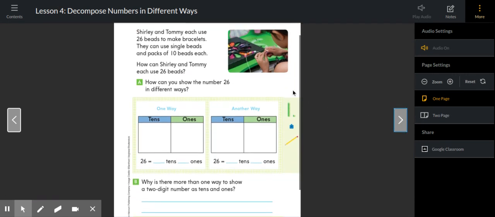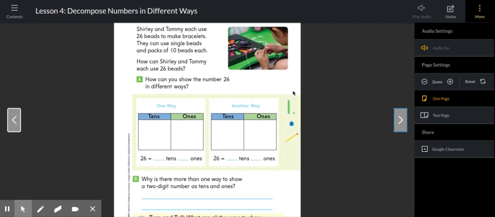And this problem is very, very similar. Shirley and Tommy each use 26 beads to make bracelets. They can use single beads, or packs of 10, just like the previous problem. How can Shirley and Tommy each use 26 beads?